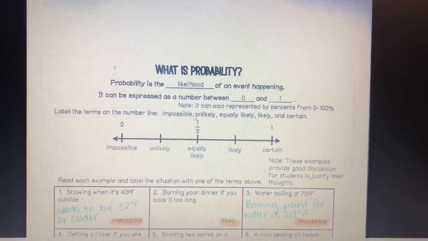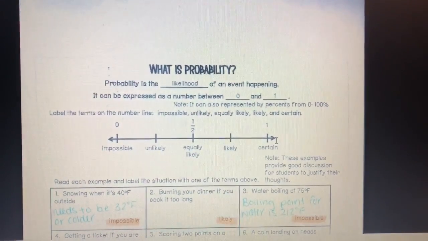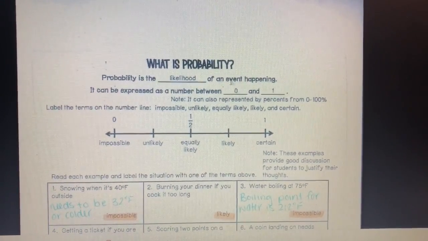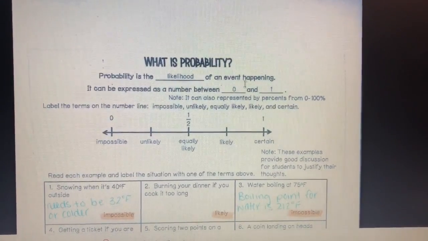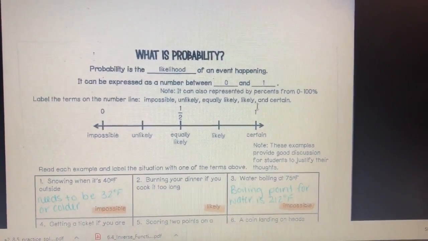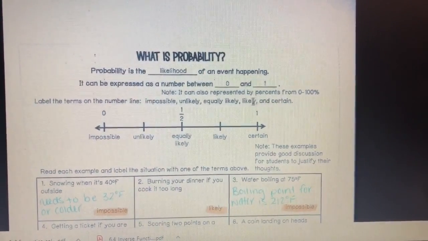We can label things as impossible to certain. So between 0 and 1 is our probability. If the probability of something happening is 0, that means it's impossible to happen. If the probability of something is 1, that means that we are certain that it is going to happen.